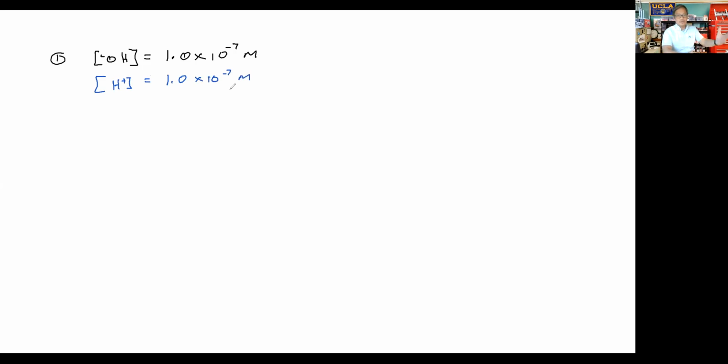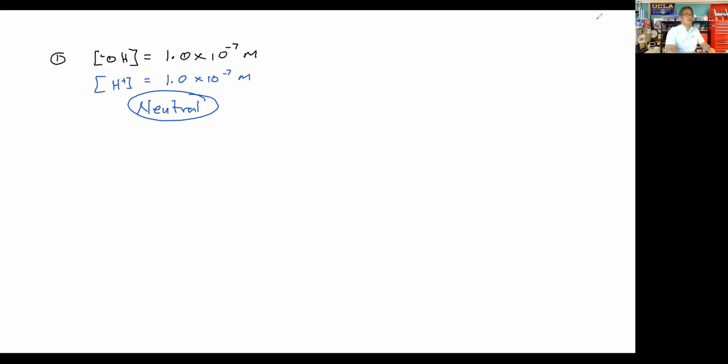You can do the calculations, but hopefully you recognize that this represents a neutral solution, because if you have 1 times 10 to the minus 7 molar concentration of hydroxide, you know you have to have 1 times 10 to the minus 7 molar concentration of hydrogen ions, which gives us a neutral solution. So those are the answers for number 1. We don't have to do any calculations for that one at all. Let's take a look at the next one.